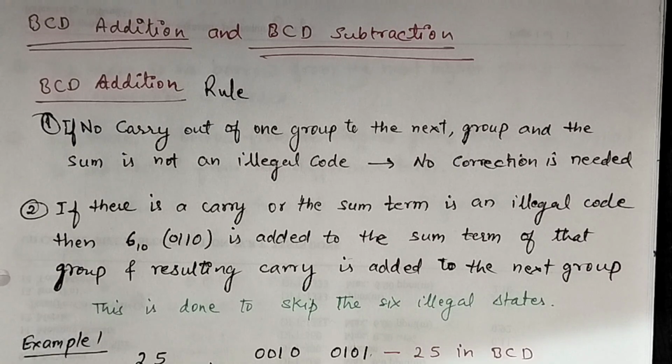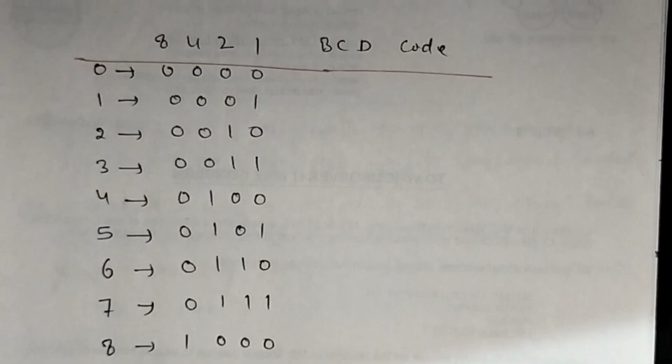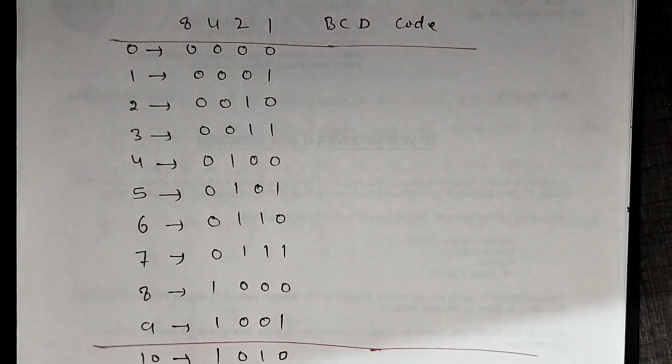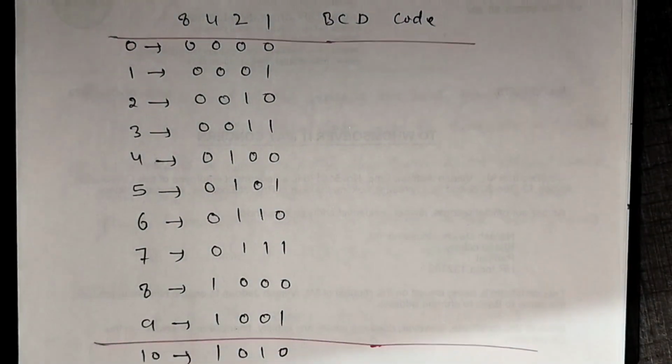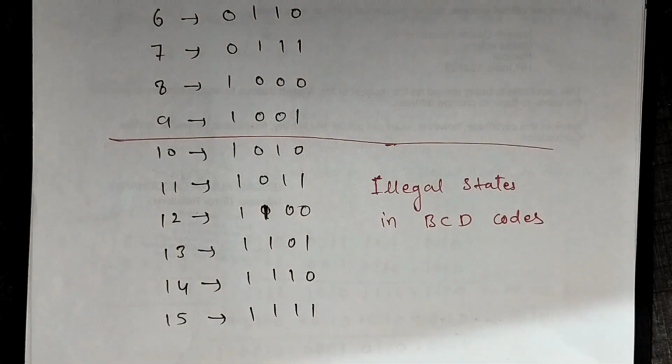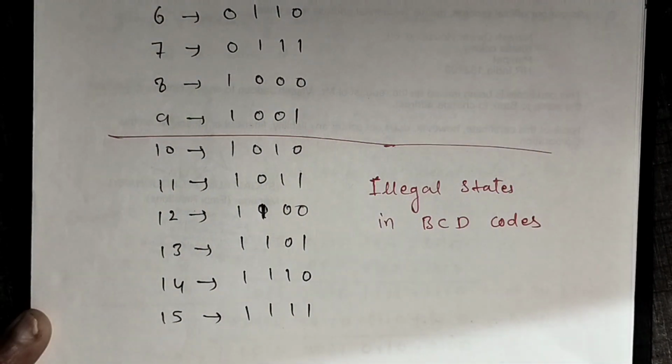First, we should know what the 6 illegal states are. We will perform our BCD addition and subtraction using 8421 codes. We know that BCD codes are from 0 to 9, and from 10 to 15 are called illegal BCD codes. To make our answer correct, we will have to add or subtract 6 from the answer.